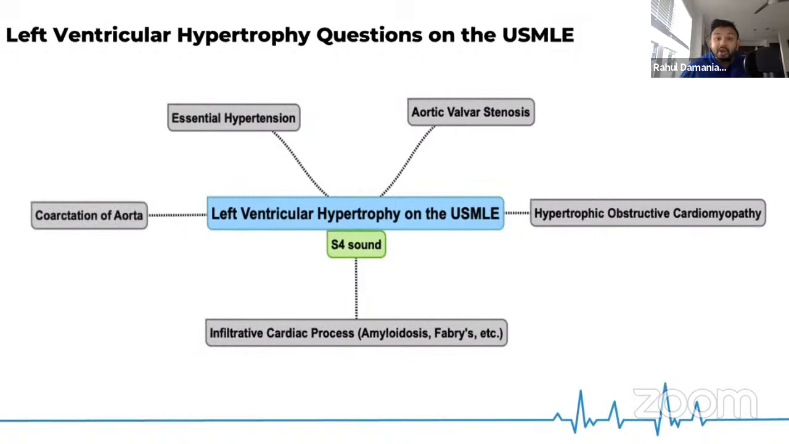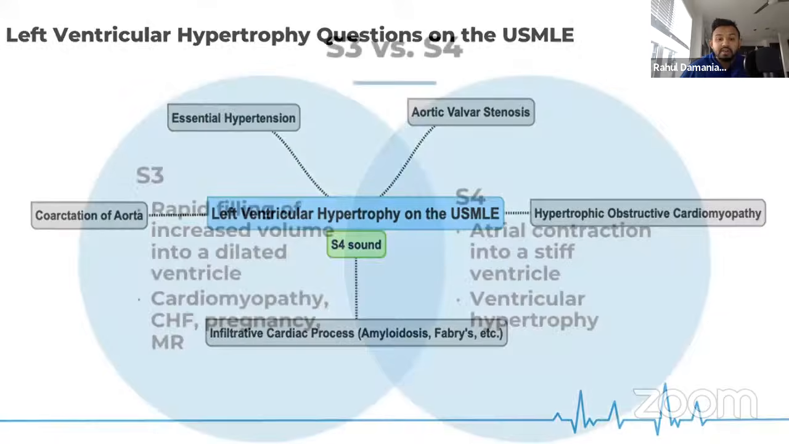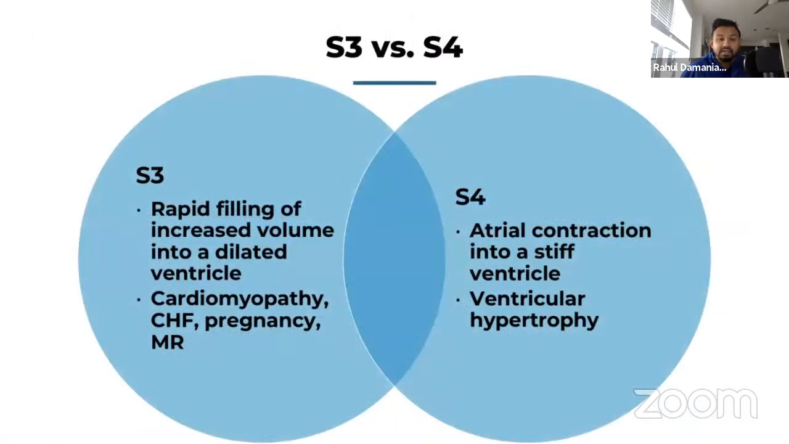And then finally, things like coarctation of the aorta. Remember, coarctation of the aorta can be related to bicuspid aortic valve as well as Turner syndrome. And so anytime you have high afterload to the heart, such as in these scenarios, you're going to have left ventricular hypertrophy, and you can hear the late diastolic sound, which is S4.